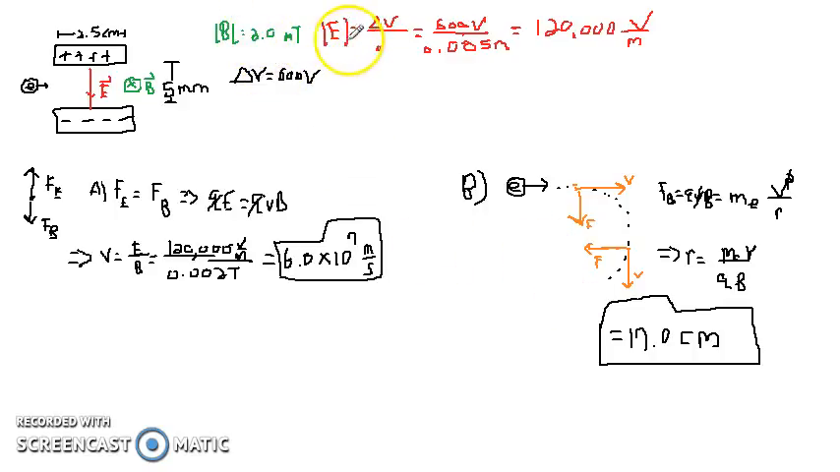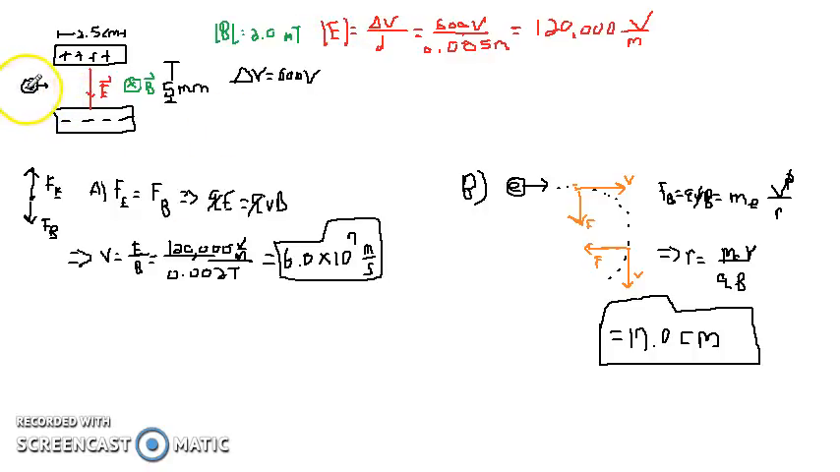I'm able to find my electric field by taking delta V over the distance between the two plates, which is 600 volts over 0.005 meters, and I get 120,000 volts per meter as the magnitude for my electric field.